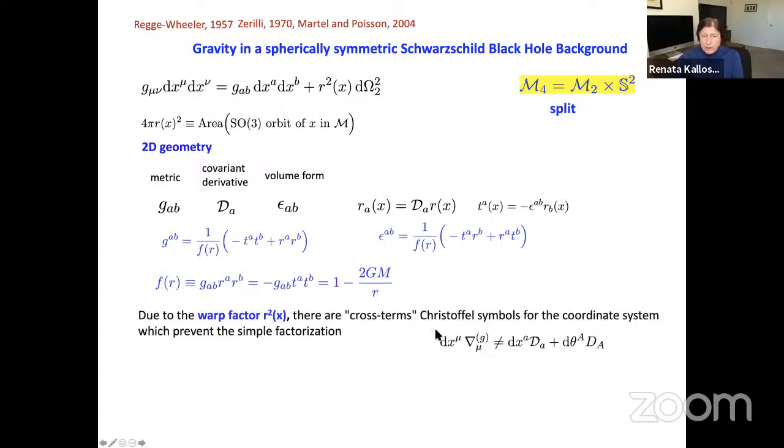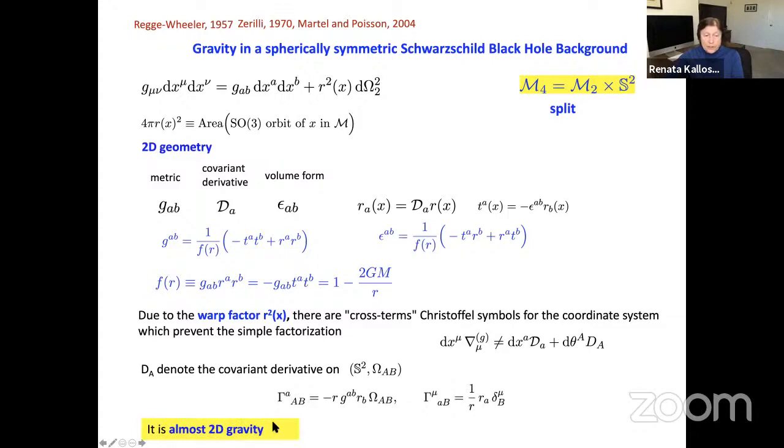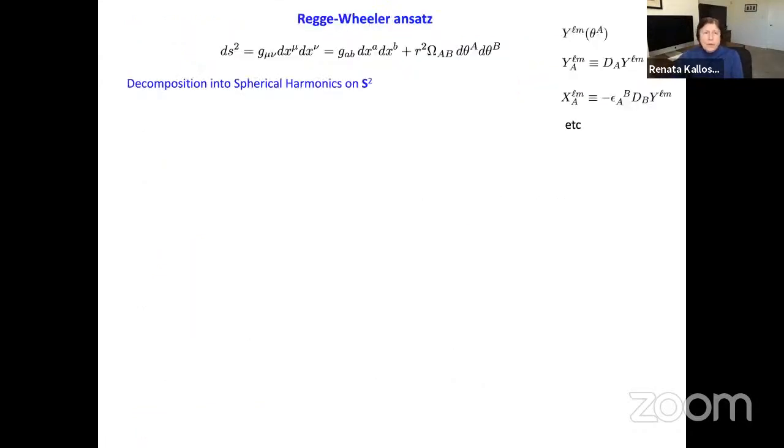And because there is a warp factor, there are cross terms in the Christoffels. So the four-dimensional derivative consists of a two-dimensional derivative and the other two-dimensional derivative. And there are certain mixed Christoffels. So it is almost 2D gravity. Therefore, each field, which I'll present in the Regge-Wheeler setup on the next slide, will be a function of just these two coordinates, x1 and x2, which can be chosen in any way, Schwarzschild, Kruskal, whatever. But what is important is that every field will carry an index, Lm, which is a remnant of the fact that there was this sphere. So here we go. We use this decomposition into spherical harmonics like that.